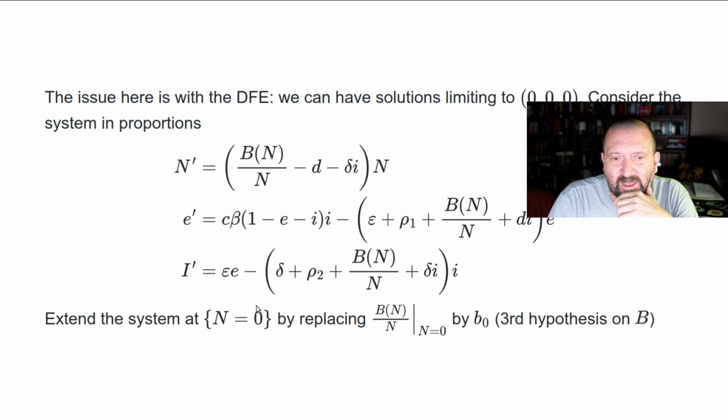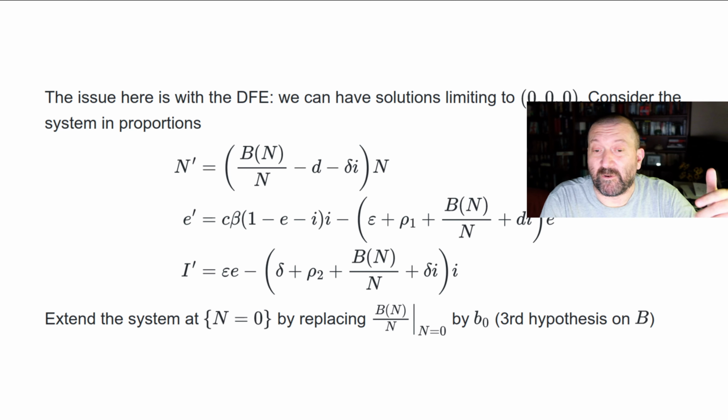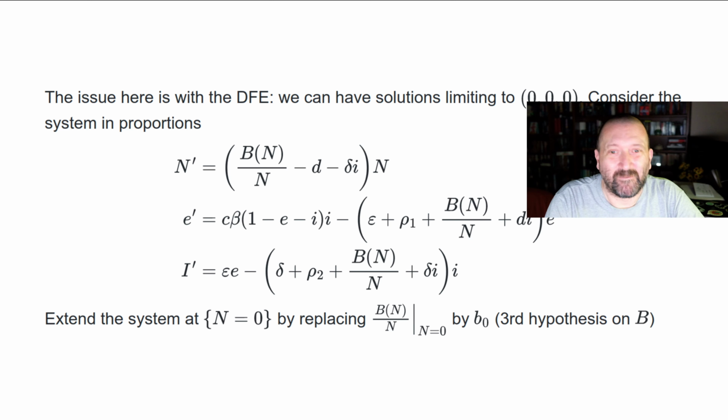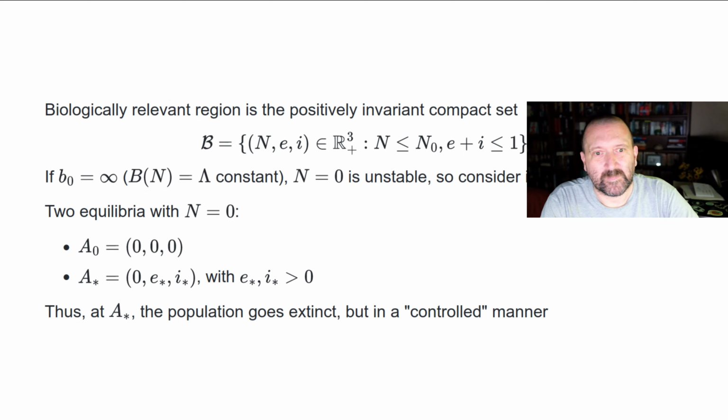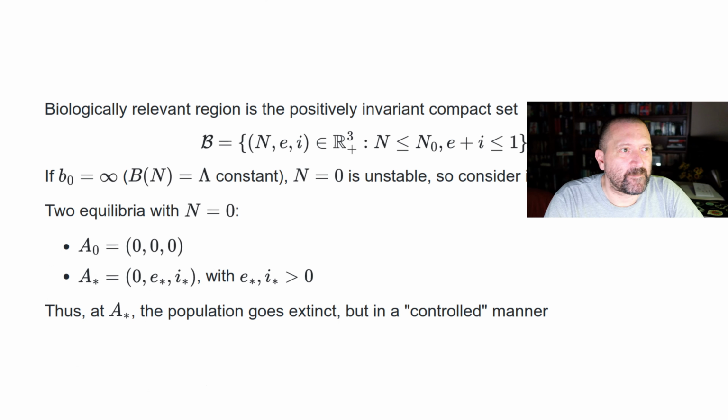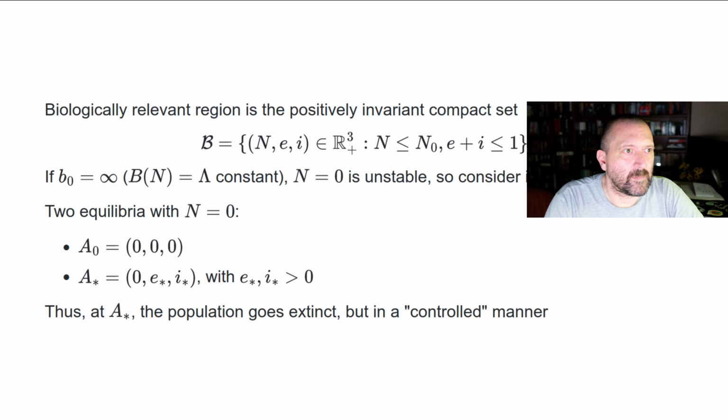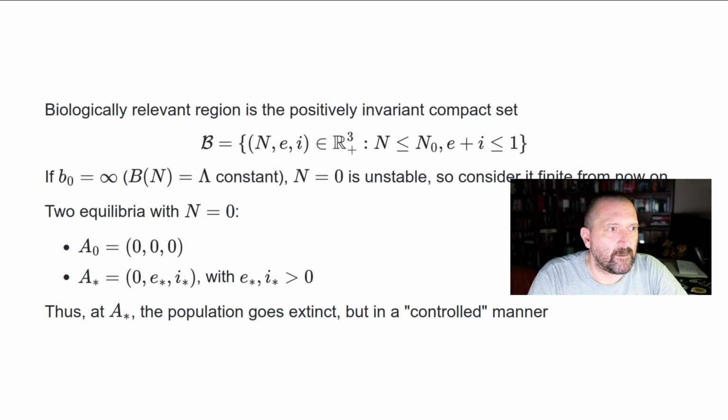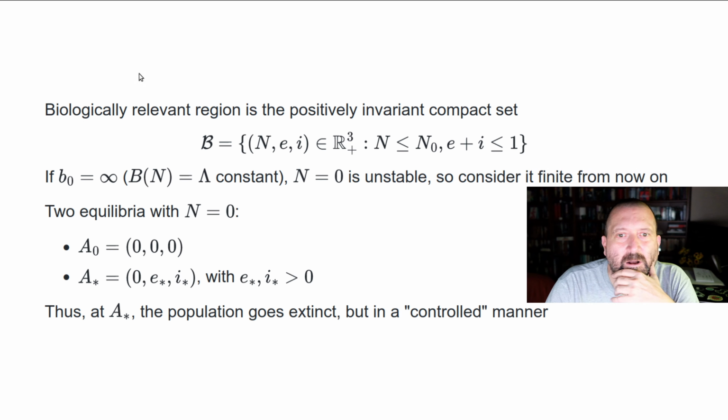So what they do is they extend the system at N equals 0, and they do that by replacing B of N over N evaluated at 0 by that B0 that they defined earlier, which is the limit when N goes to 0 plus of B of N over N. So they find that the biologically relevant region is this one.